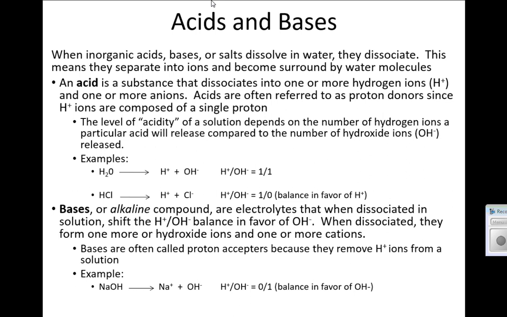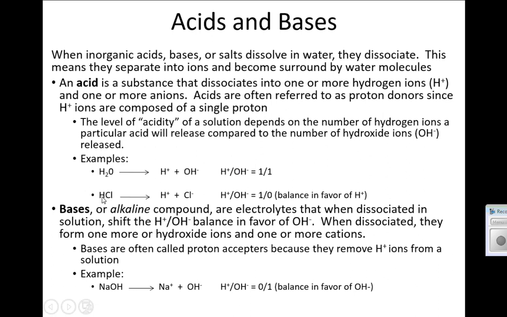Now, we can determine the level of acidity based on the ratio between the number of hydrogen ions and the hydroxide, or OH negative, ions that are released. So let's look at 2 examples to illustrate what I'm talking about. H2O, if dissociated or broken down, will form 1 hydrogen ion and 1 hydroxide ion. Well, if you count them up, there's 1 and 1. It's a 1-to-1 ratio. You guys all agree with me? That's equal. There is no more of these than these, right? So water is not an acid.